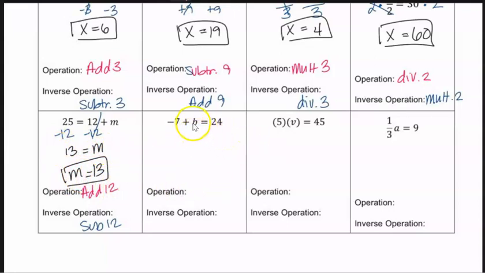Now here, be very careful. Do not assume that my operation is adding because you see this plus sign here. Another way of thinking about it is, hey, I have a negative sign here. And remember, negative signs are the same thing as subtraction. So the operation that's actually happening here is subtract 7. And the opposite of subtract 7 is add 7, which will make sense because negative 7 plus 7 cancels out. So I'm left with b equals 31.